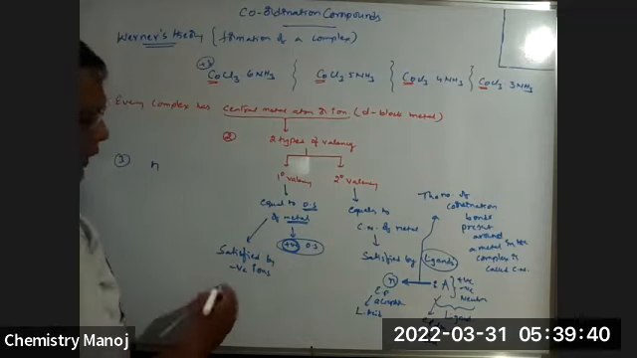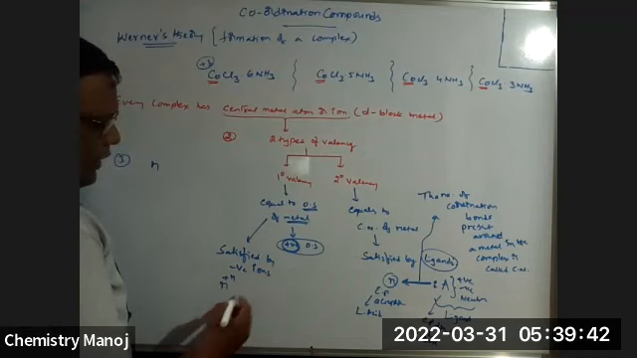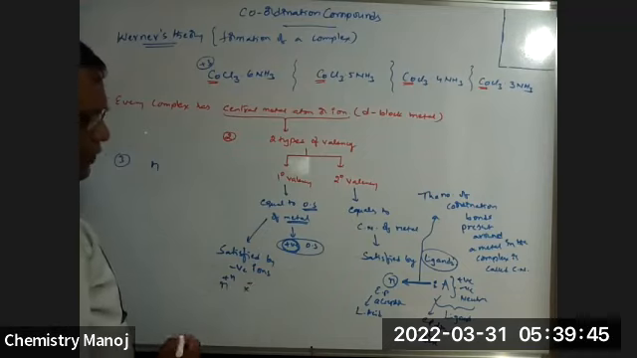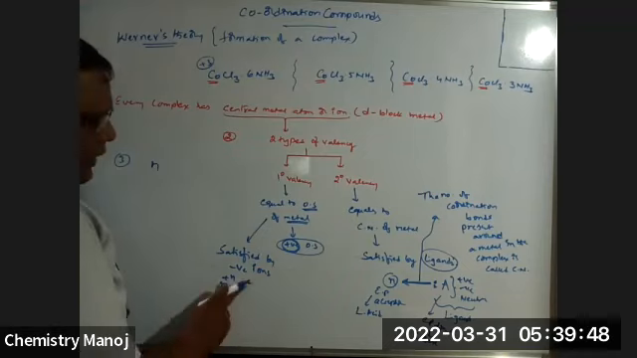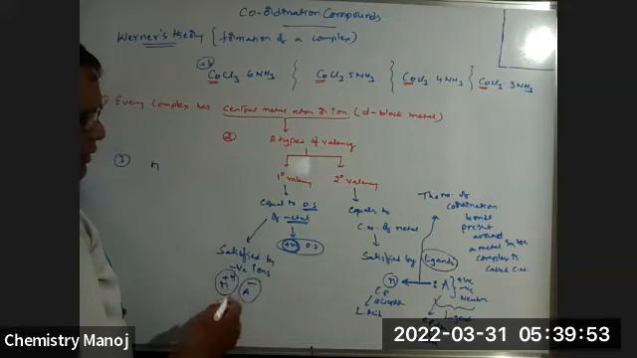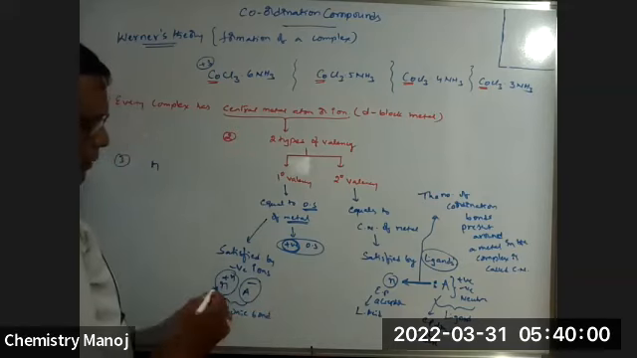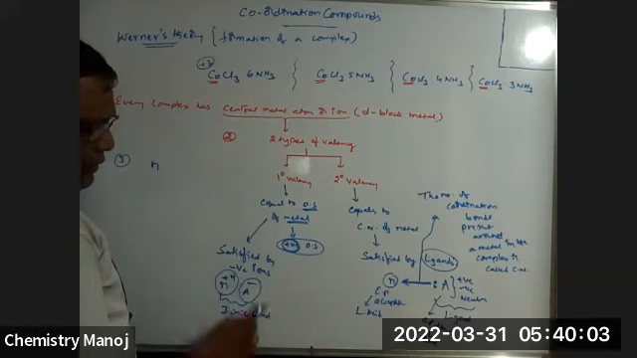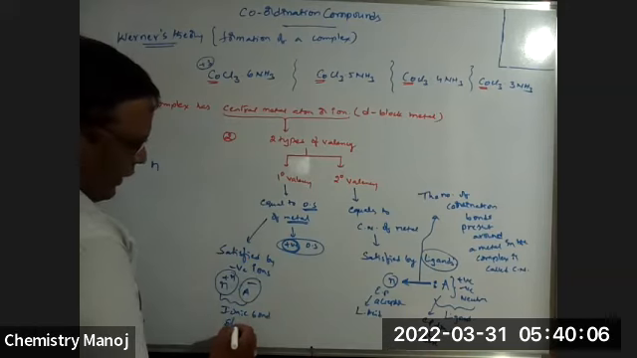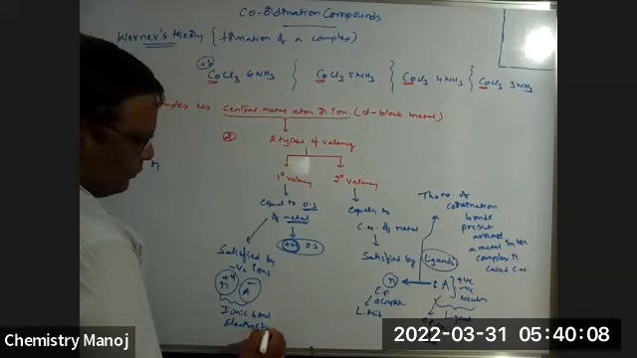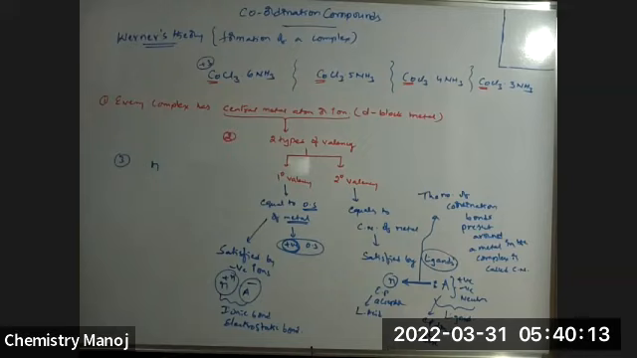Here the metal ion has a plus n charge. The negative ion has a negative charge, for example X or something else, A minus. This positive charge is satisfied by this negative ion. So there is an ionic bond between the metal ion and these negative ions. There is an ionic bond, which is nothing but an electrostatic bond.